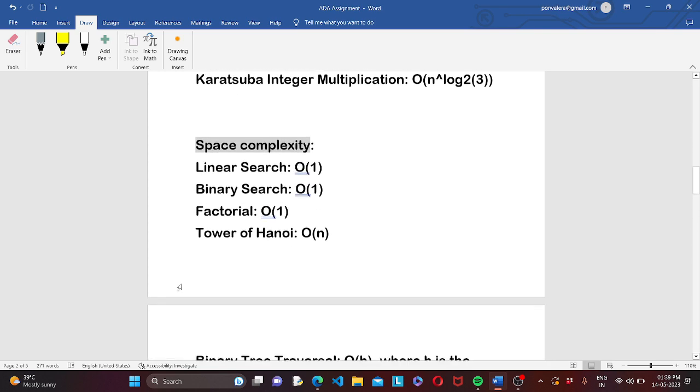The space complexity we have seen for linear search, which is O(1). Similarly for binary search also it is O(1).